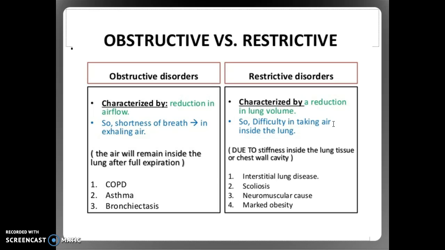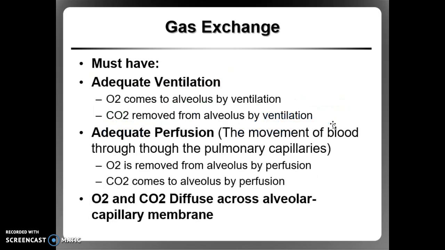So here's just to give you an idea of some restrictive and obstructive disorders. Obstructive disorders could be something like COPD or asthma. Restrictive disorders include being overweight, scoliosis, or some type of posture deficit, where our lungs are not going to expand as big, and we're going to have a restrictive type of disorder.